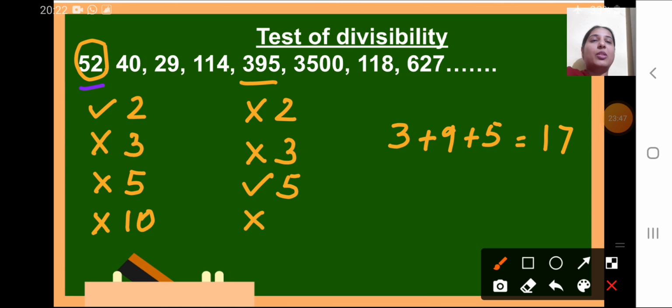No, isn't it? So in this way, very easily you can find whether a given number is divisible by 2, 3, 5 or 10 or not. Got it, children? So you will practice these questions. Also go through the textbook content.